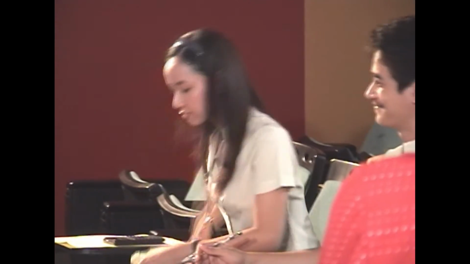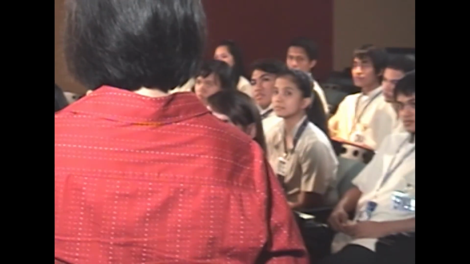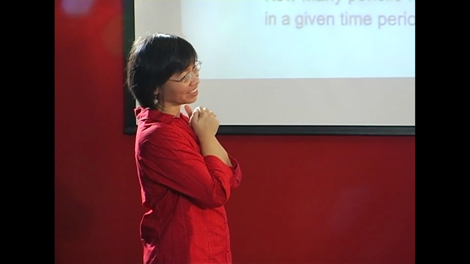Mark, could you tell us? How will you interpret the solution there? Sherilyn? Try. We should manufacture at least 100 to 600 pencils. Yes. You should manufacture anywhere from 100 to 600 pencils per month so that you don't incur a loss. We're not even in maximization, because there's a way to maximize the profit. We're just looking at what will keep the business afloat.